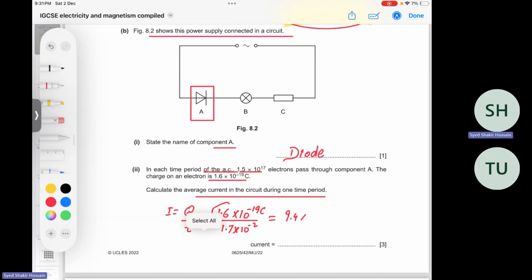So it needs to be rephrased just like this. I'll have to multiply this 1.5 into 10 to the power 17 with 1.6 into 10 to the power minus 19. So that's 1.4 times 10 to the power negative. Okay, now you have made some mistake in calculating it. Please put the values correctly in brackets just like I have done.